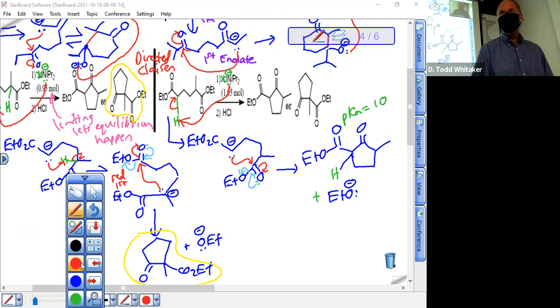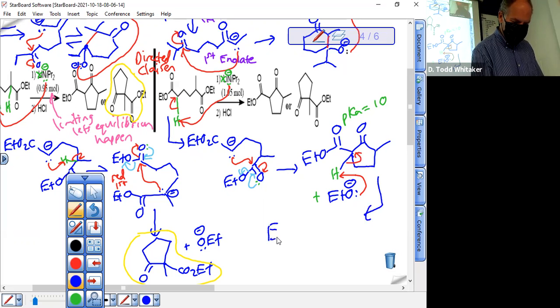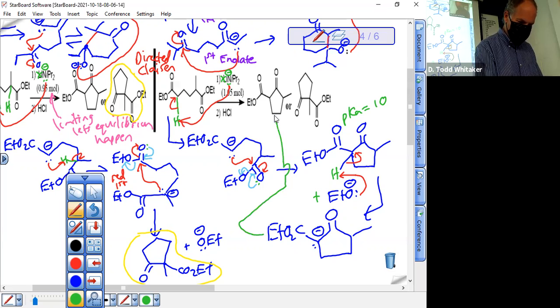You just lost 3 points. You lost a point for these arrows because these arrows cannot be stopped. You lost a point for this intermediate because this intermediate cannot be stopped. And then you lost a point for the mechanism that gets you from there to the first drawn product, which you should circle.